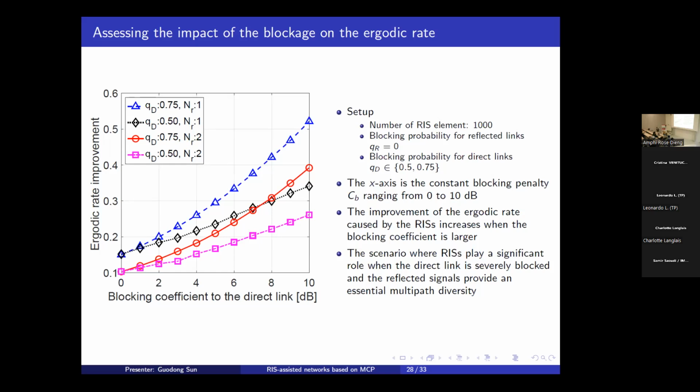Here we only consider a RIS element count of 1,000, and a blocking probability of 50% or 75%. We see that the improvements of the ergodic rate highly depend on whether the direct link is blocked or not. When the direct link is heavily blocked, like with a 10 dB penalty, you see the gain can go up to 50% when the user is equipped with 2 antennas.